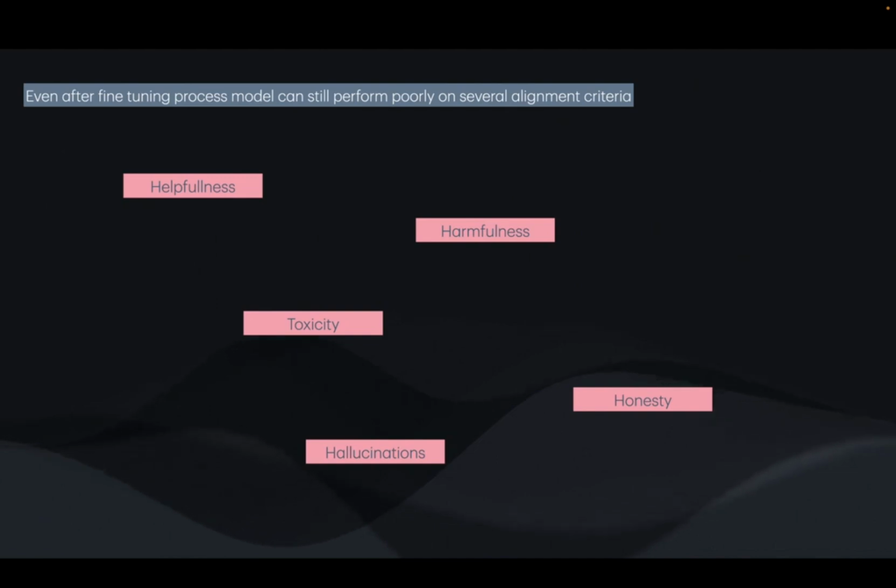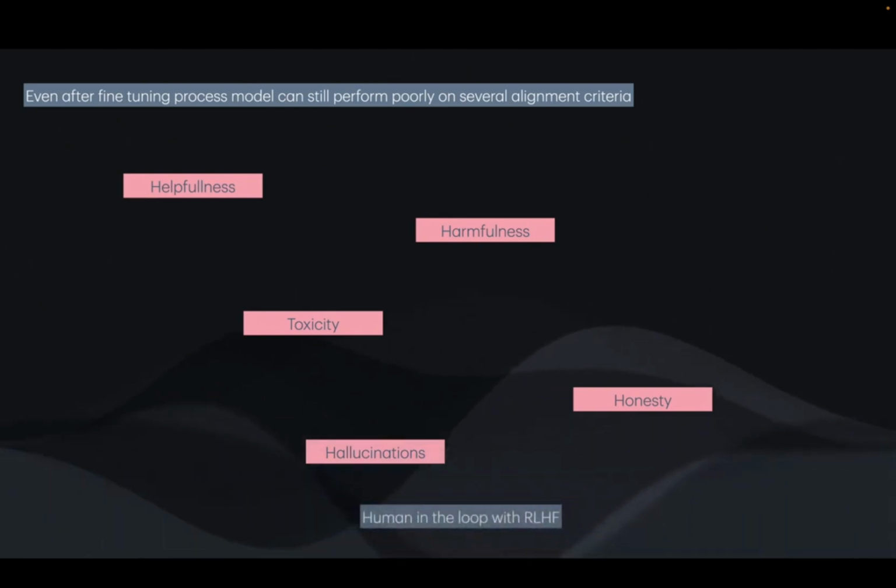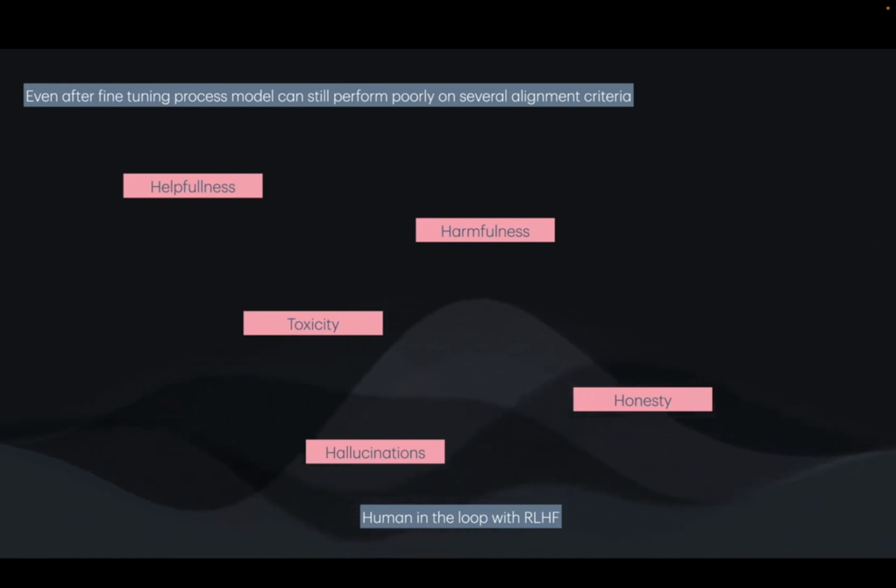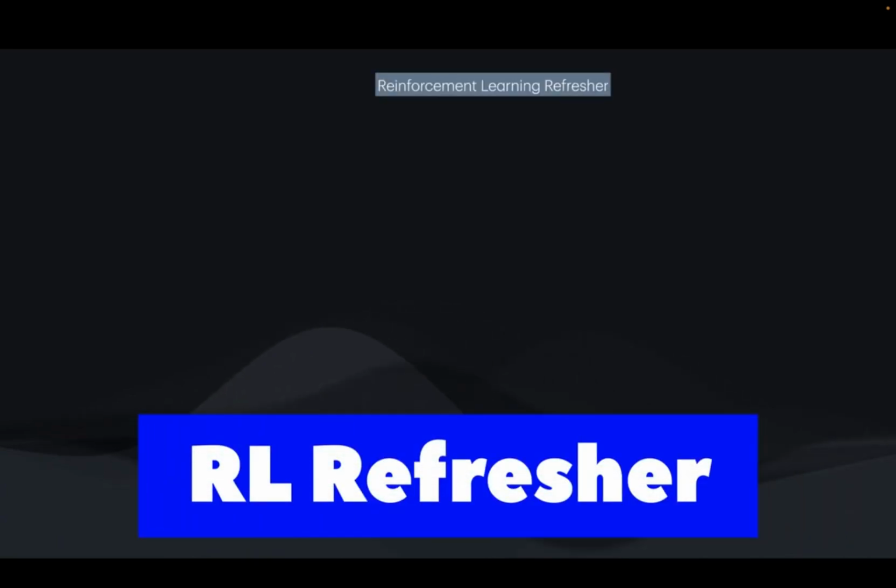These are some of the general alignment criteria on which the SFT model still suffers. By bringing the human in the loop with the help of reinforcement learning with human feedback, we expect that the model will perform well on this type of alignment criteria, right? As we start with reinforcement learning with human feedback, first I want to take you through some of the basics of reinforcement learning. This is a refresher of reinforcement learning concepts.